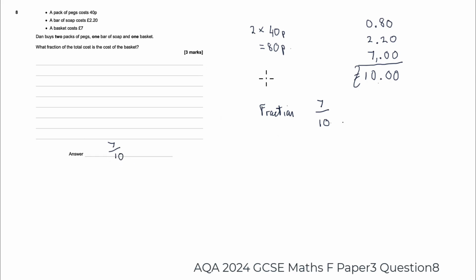And your working will give you the rest of the marks. You should have working showing you what you've done. Don't just keep it all in your calculator. Remember to write down as much as you can of your working. So 7/10 is the fraction of the total cost. That's the cost of the basket.